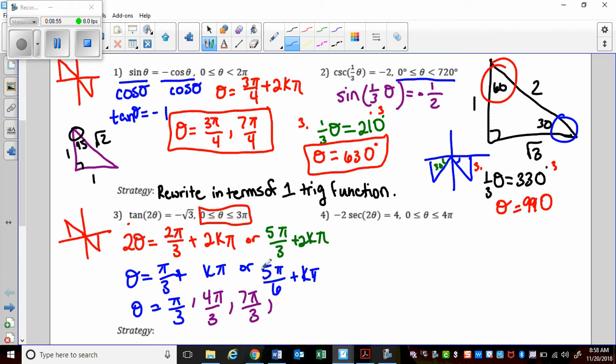This would be, we can keep going, but also 5 pi over 6. So 7 pi over 3 plus 3 pi over 3 is 10 pi over 3. And then we have also, we're only going to go between 0 and 3 pi though. So we have 5 pi over 6, 11 pi over 6, and 17 pi over 6.